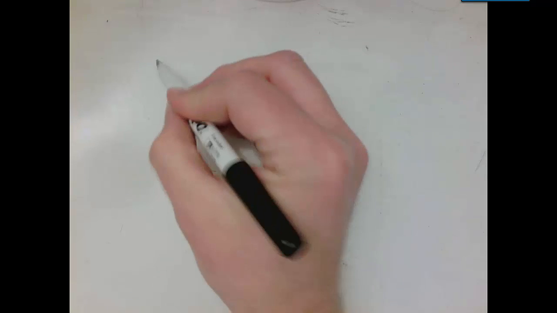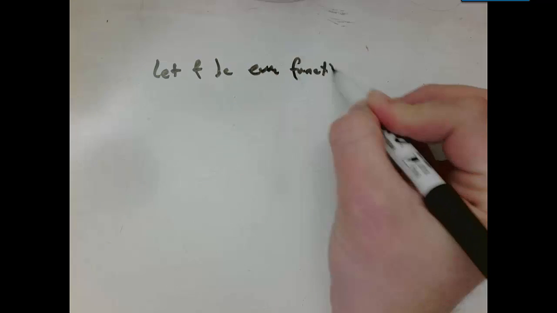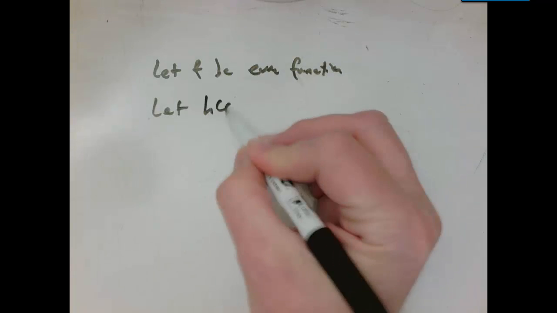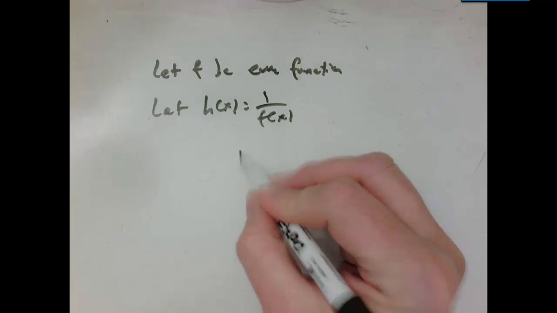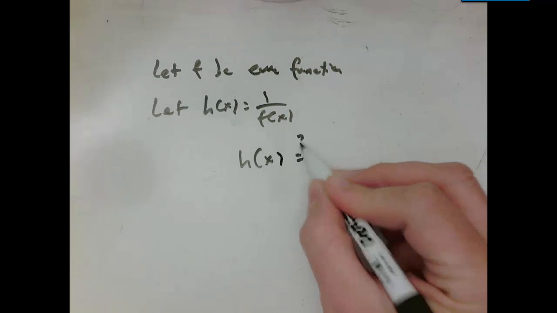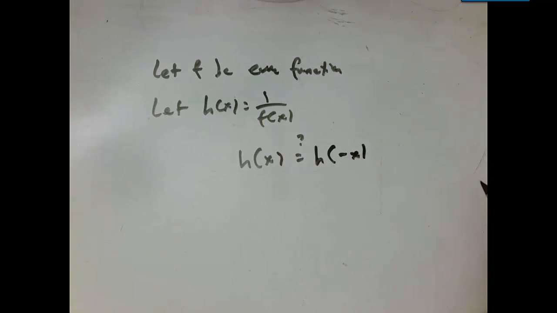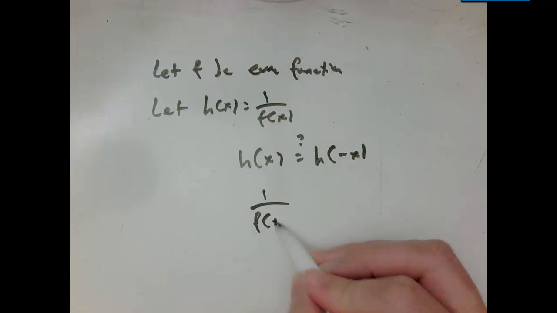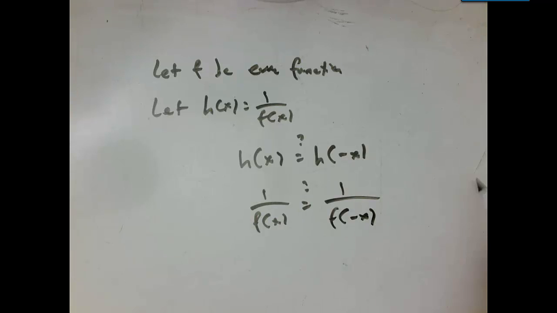Well, let's do it. So let f be an even function. Let h be the reciprocal of f. We want to know, is h also even if f is even? So is h of x equal to h of negative x, because that's the definition of being even. So let's substitute. We've got 1 over f of x. Is that equal to 1 over f of negative x? Remember, because f of x is even, that means f of x equals f of the opposite of x.